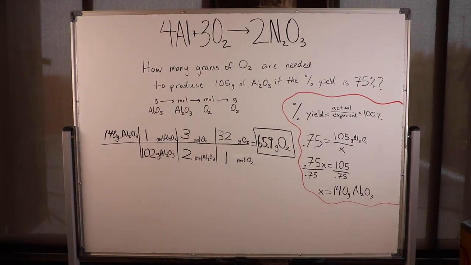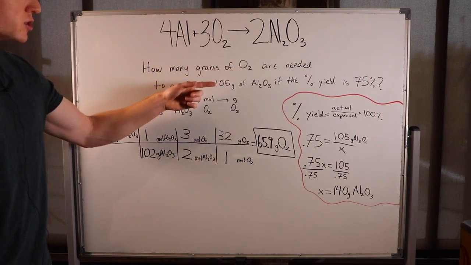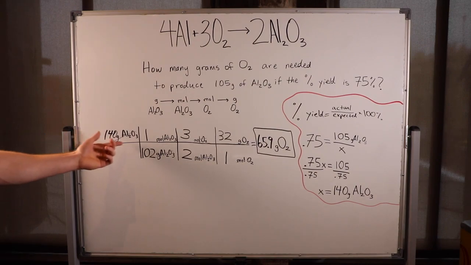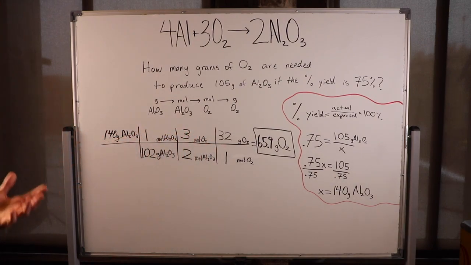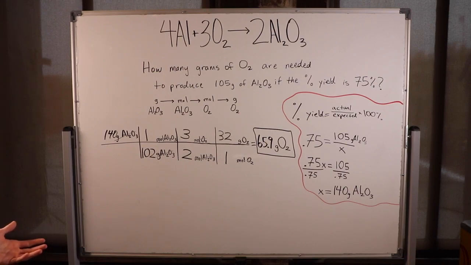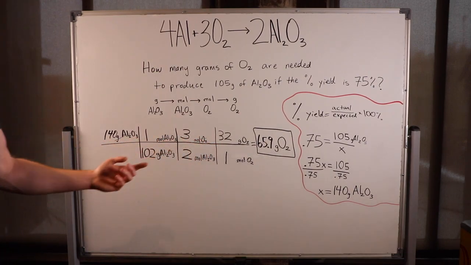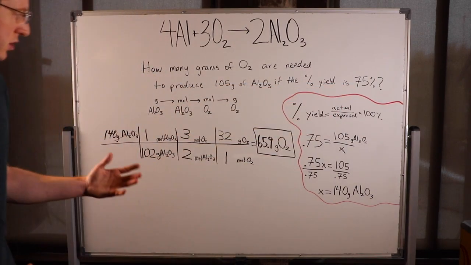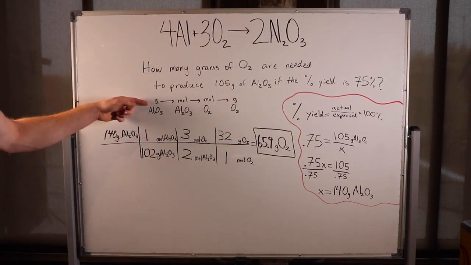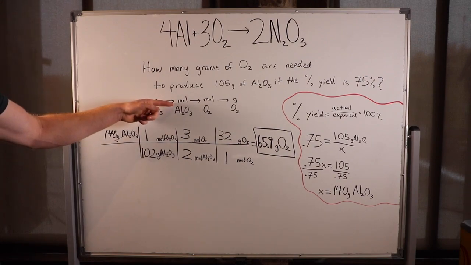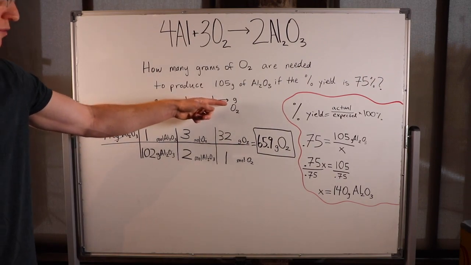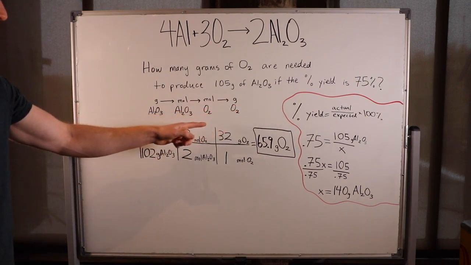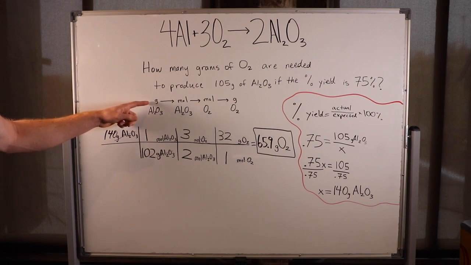So just like last problem, we can figure out how many grams of O2 we need to make 105 grams of aluminum oxide just with a simple stoichiometric table like this. But the problem is this table doesn't care about our percent yield. This table assumes our percent yield is 100% and it doesn't take into account that it's only 75%. So we can go from grams of aluminum oxide back to moles of aluminum oxide to moles of oxygen, and then finally to grams of oxygen, and figure out how many grams of oxygen we must have needed to make a certain amount of aluminum oxide.